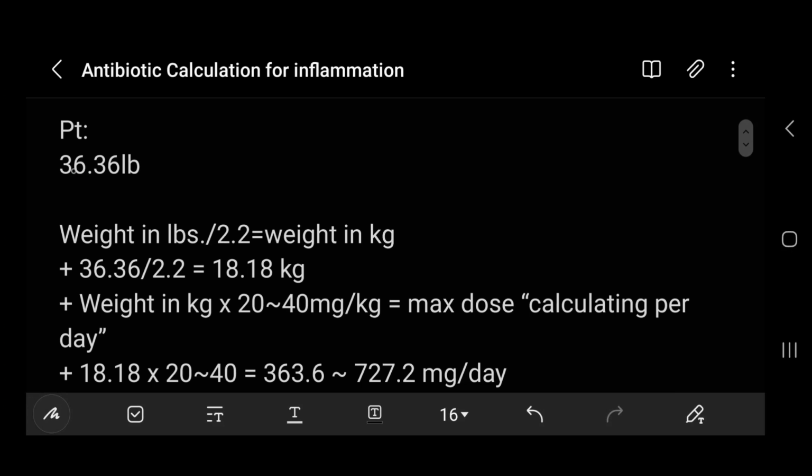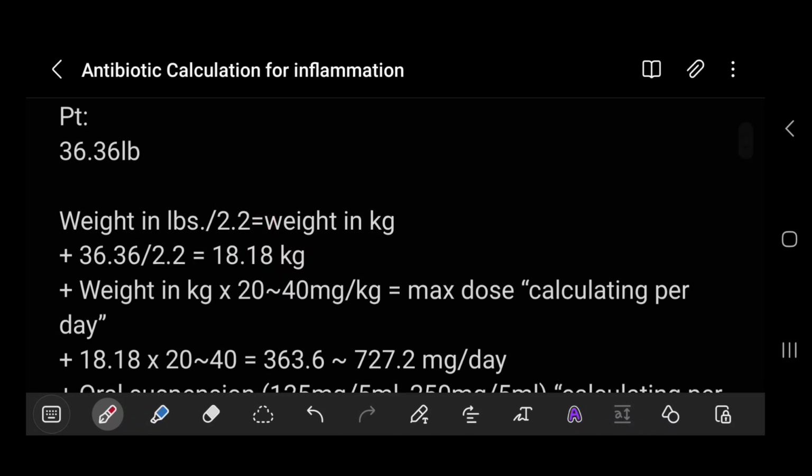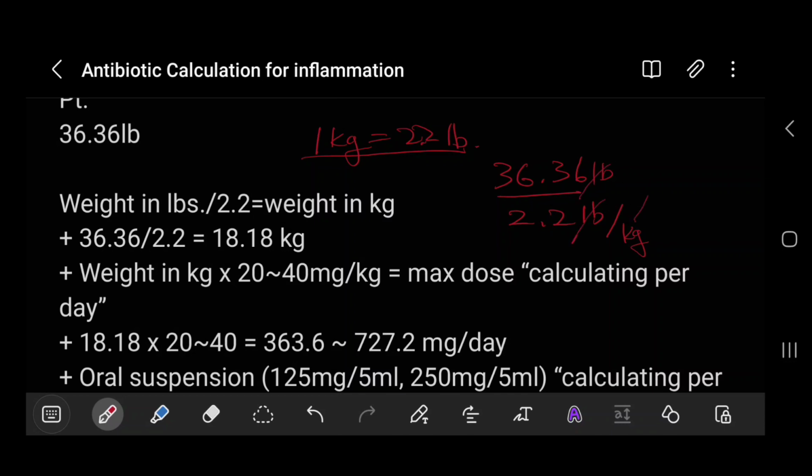So, in this case, we have a 36.36 pounds child, and to calculate it, I'm going to convert it into kilograms. So, 1 kilogram equals 2.2 pounds. So 36.36 divided by 2.2, because it'll have this formula, so the units will be cancelled and it'll go up.